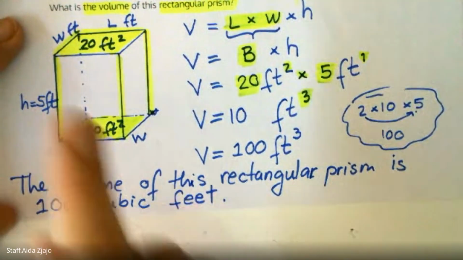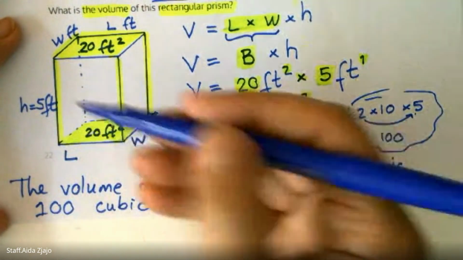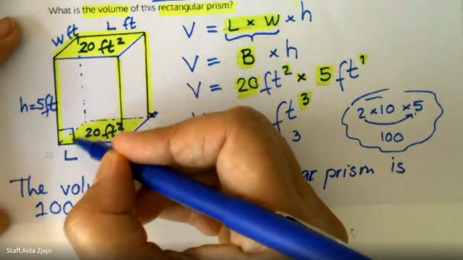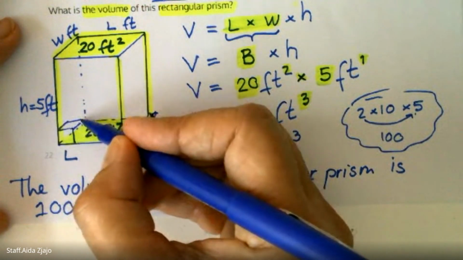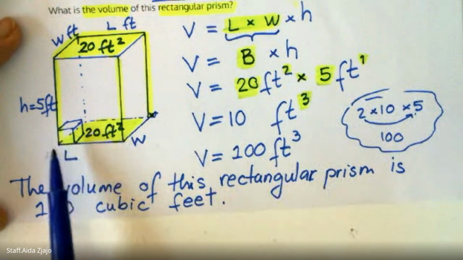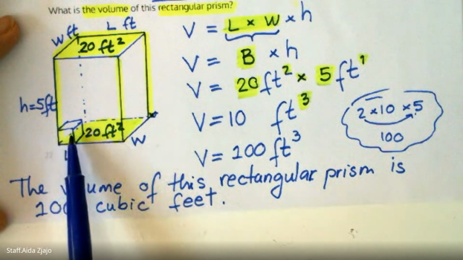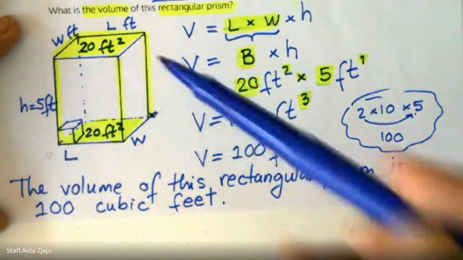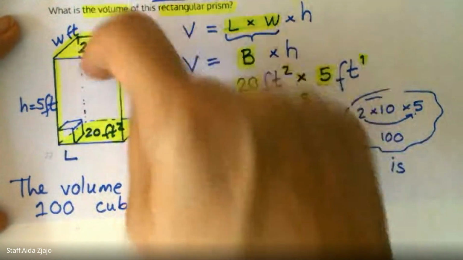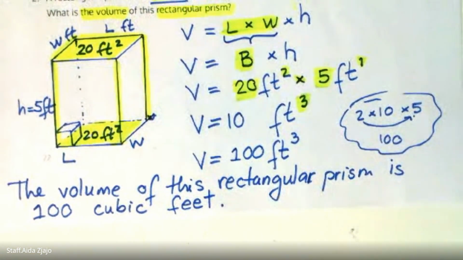What that means, in this prism, we could fit 100 cubes. Imagine this is a cube, and its size is one cubic foot. So 100 of these cubes can be put in this box, in this prism. All right, guys, that will be it. I hope you like that.